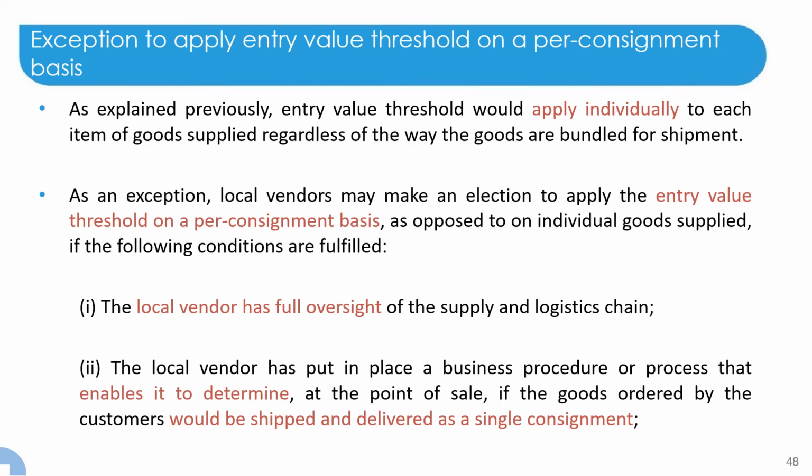First condition, the local vendor has full oversight of the supply and logistics chain. A local vendor is regarded as having full oversight of the supplies and logistics chain if he is either also the transporter of the LPG or he appoints the transporter of the LPG with the understanding that the consignment will not be repackaged during transit to the customer. Second condition, the local vendor has put in place a business procedure or process that enables it to determine, at the point of sale, if the goods ordered by the customers would be shipped and delivered as a single consignment.